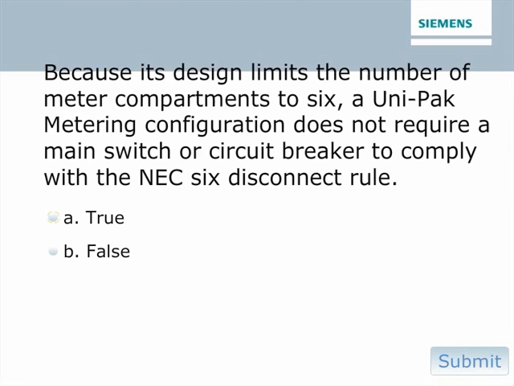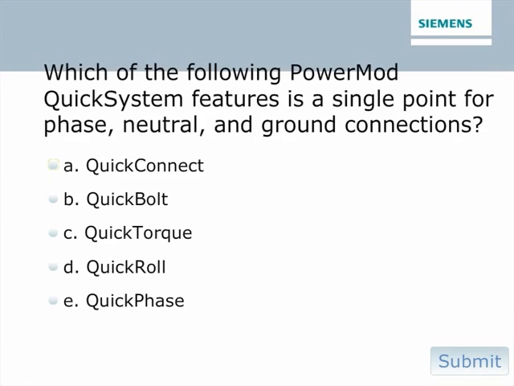Question number 1. Because its design limits the number of meter compartments to 6, a Unipack metering configuration does not require a main switch or circuit breaker to comply with the NEC 6 disconnect rule. Is that A, true, or B, false? Question 2. Which of the following PowerMod Quick System features is a single point for phase, neutral, and ground connections? Is it A, quick connect, B, quick bolt, C, quick torque, D, quick roll, or E, quick phase?